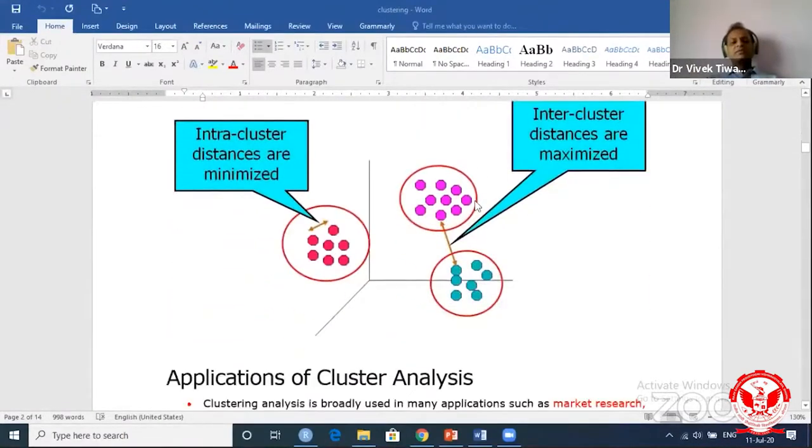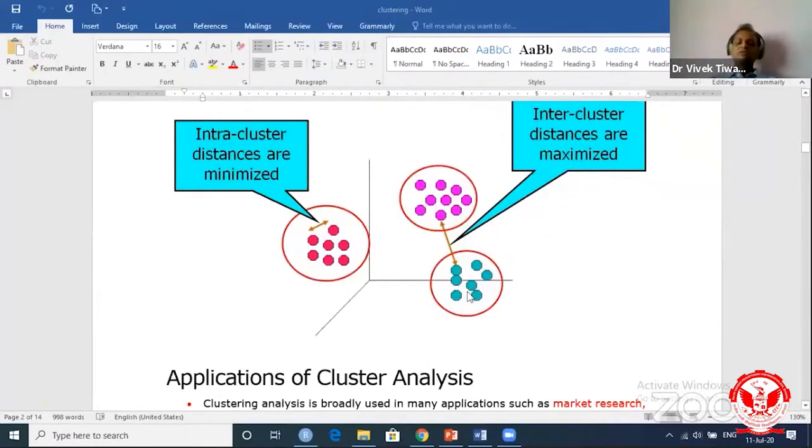Through the diagram, I can explain. Suppose the full data set is given to you. After the clustering process, we have three clusters: the first, second, and third cluster. The data points within a cluster should be very dense, very close to each other. So the distance between any data points within the same cluster, try to minimize it. That is a cluster, and within it these are the data points. The distance between these data points we should minimize. That is called homogeneity, and we have considered three clusters.